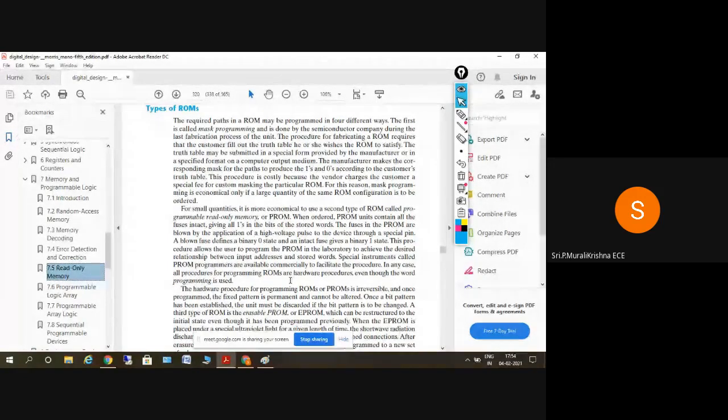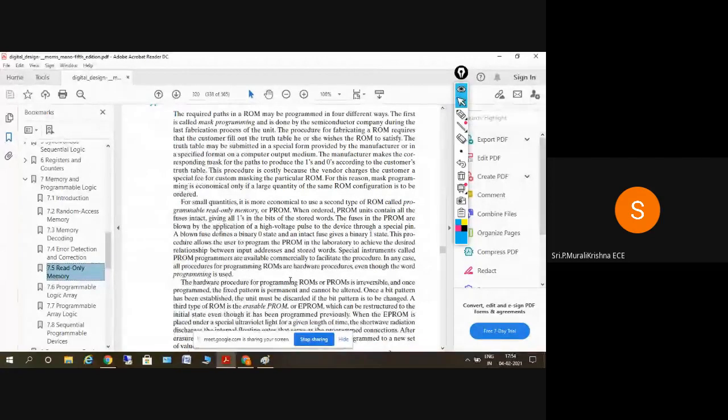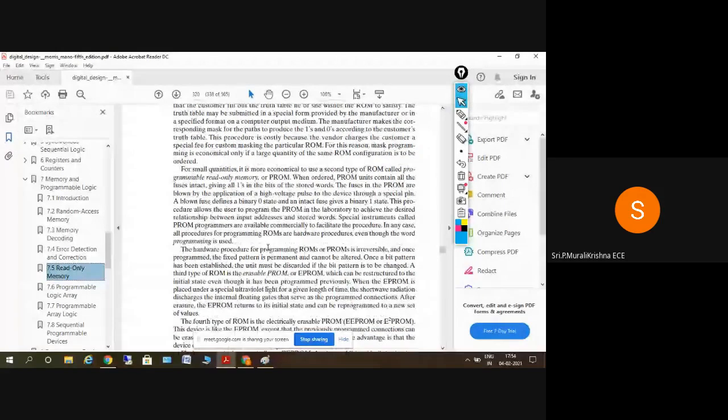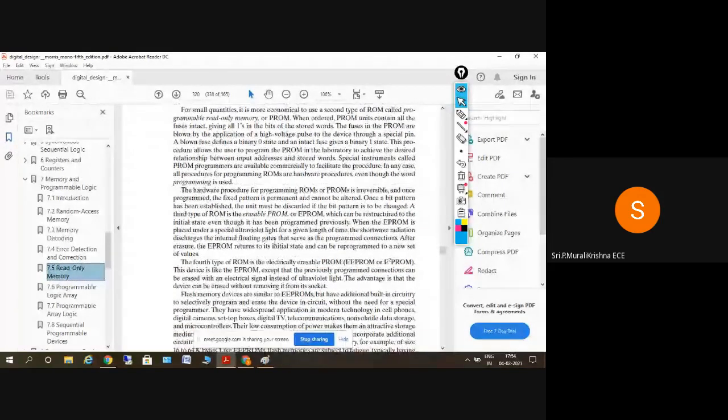Whereas in the other kinds of ROM, we have EPROM and E square PROM. In EPROM, the connections are erased with the help of special ultraviolet UV rays. In E square PROM, the connections are erased with the help of electrical signals. In flash memory devices, the programming or erasing is done for a specific part of the circuit. That is the advantage of flash memory devices.